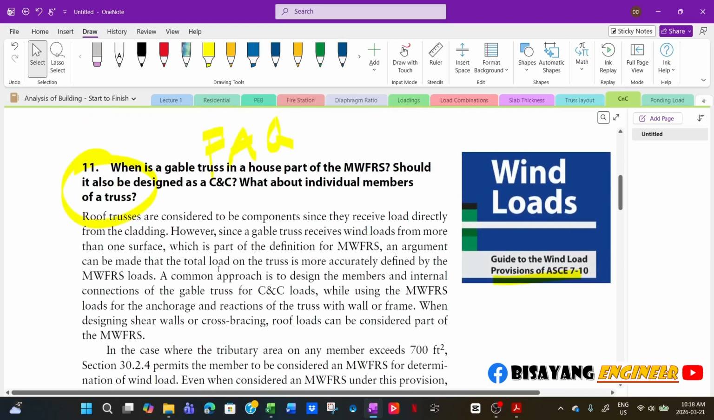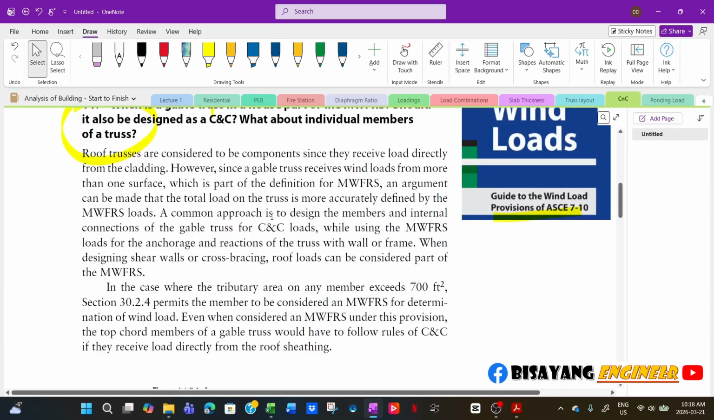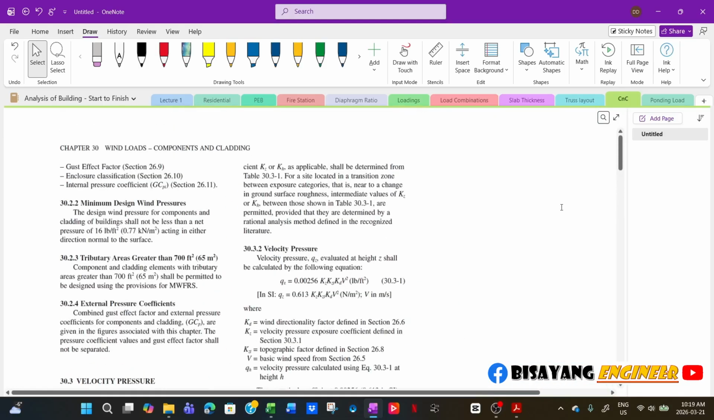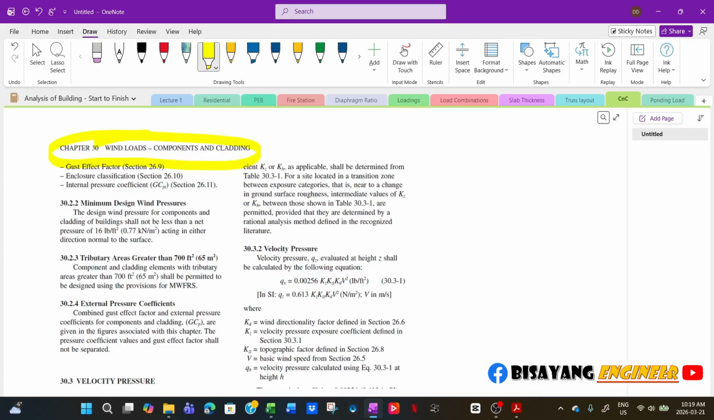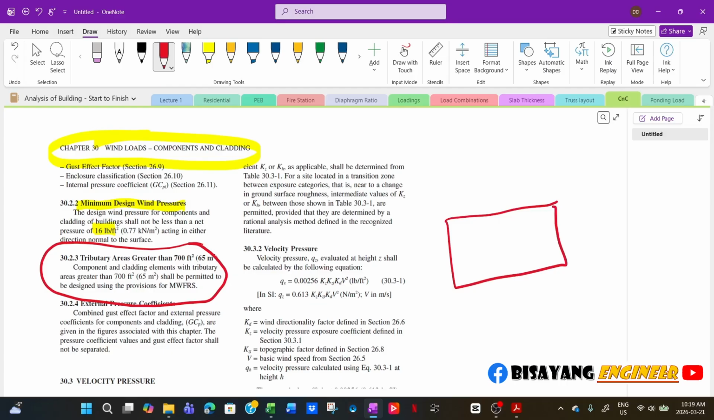So the idea here is the roof truss itself, there's an area requirement like this one here, from ASCE 7 also, chapter 30. I think this is also found in other chapters, but there's this minimum design wind pressure, which is 16. And then this one here, if the tributary area is greater than 700 feet, so for example, if you have a truss, or a house, this is your framing.